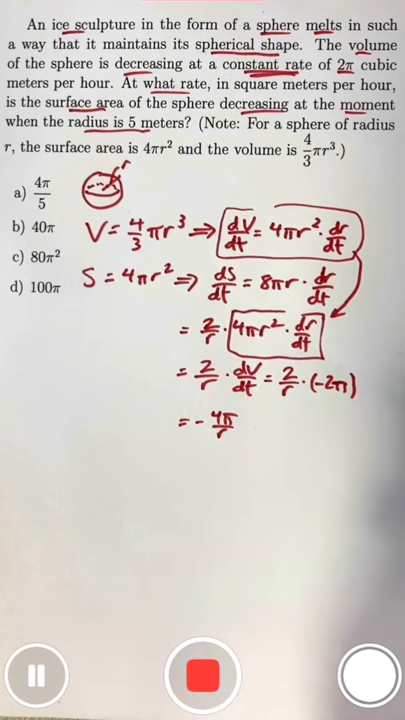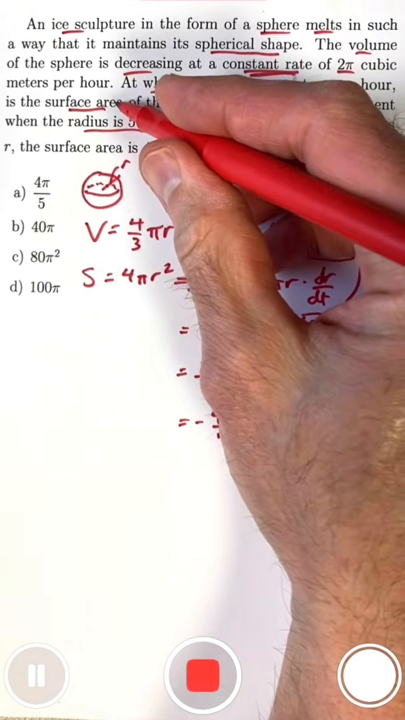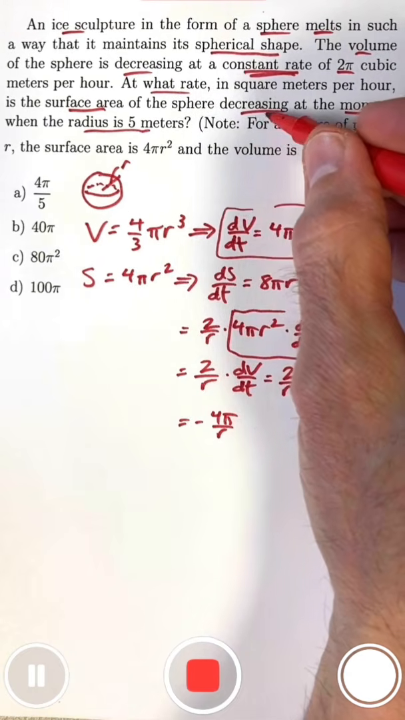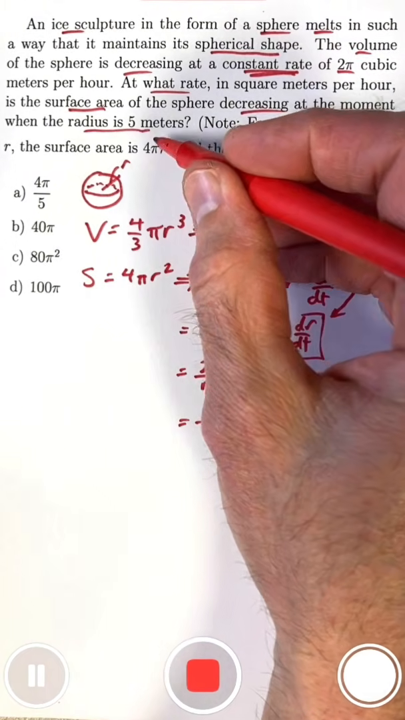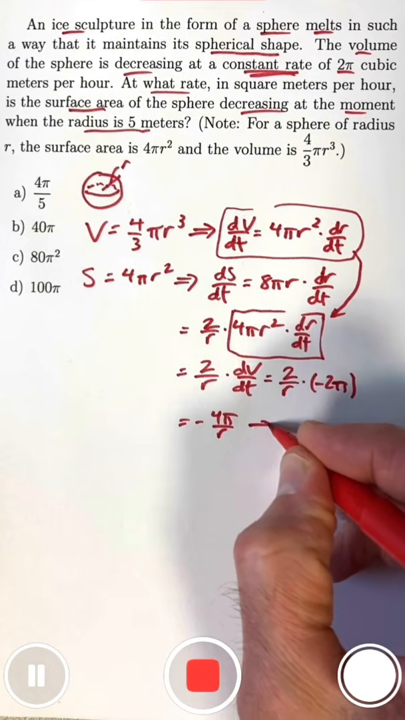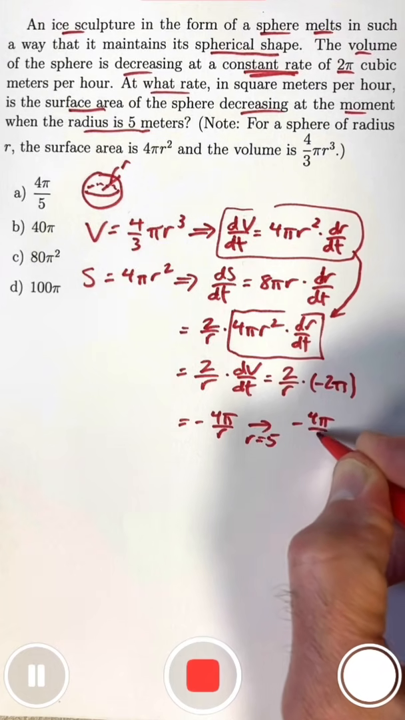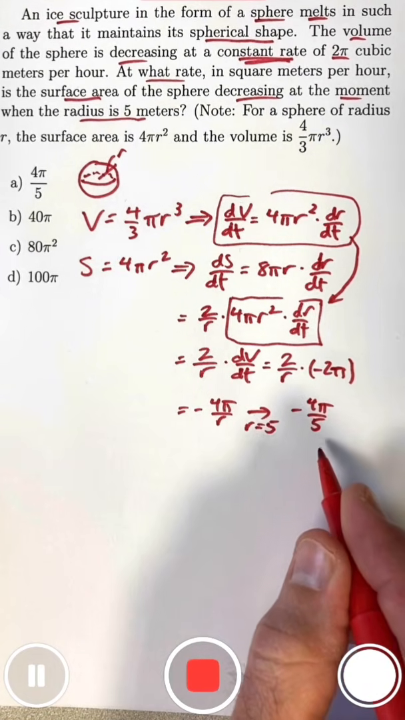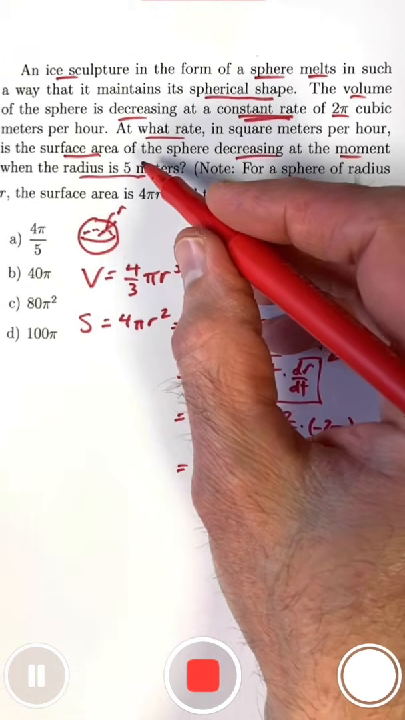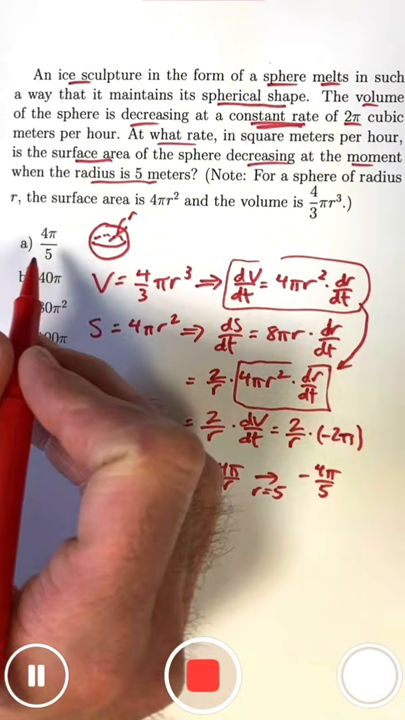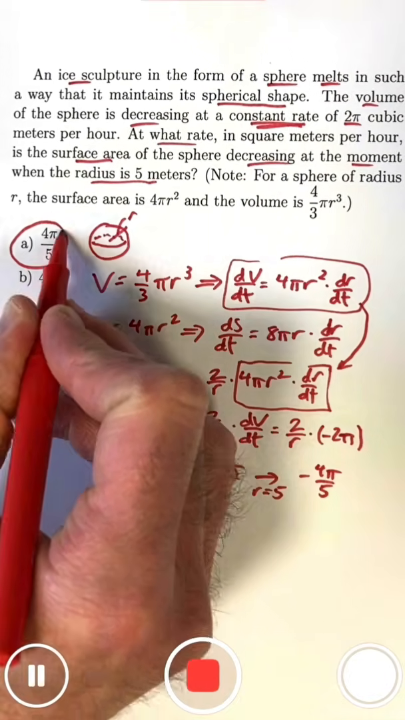And then to finish the problem, we're after the rate of change of the surface area. How fast is it decreasing when the radius is 5 meters? Go ahead and replace r with 5 to get negative 4 pi over 5. That's the rate of change of the surface area with respect to time. What's the rate at which it's decreasing? That would be positive 4 pi over 5. A is the answer.